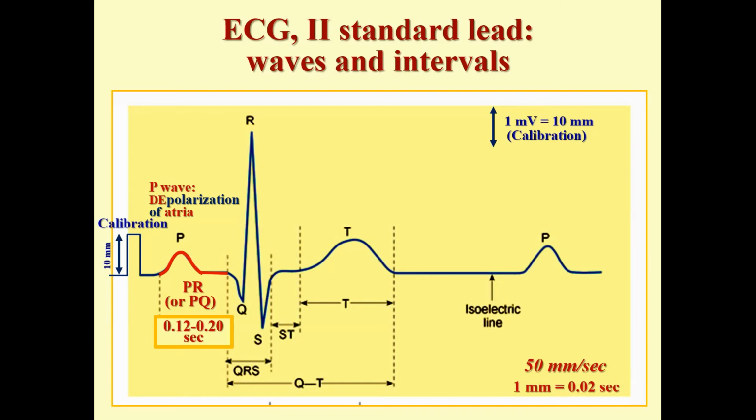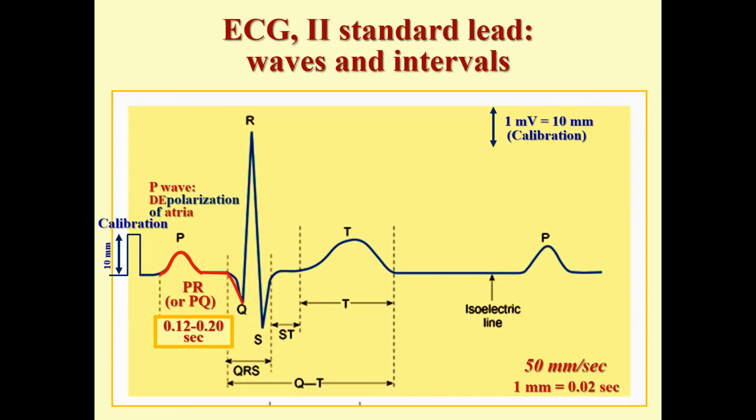But now let's consider the norm. So again, the PQ interval is called that, but can also be called PR because the Q wave sometimes can be absent. So 0.12 minimally, 0.20 maximally. This is the normal interval of conduction between atria and ventricles.